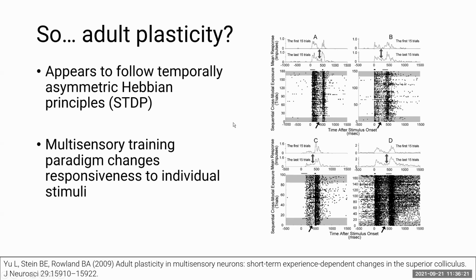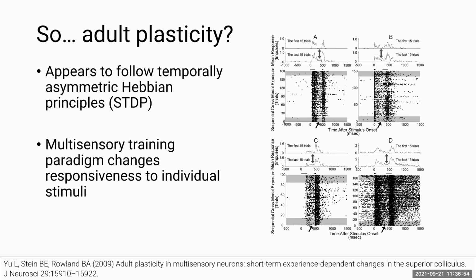And we've done a series of studies here. The take-home message is that the principles of multisensory plasticity in the SC roughly follow what we would expect from what are sometimes called temporally asymmetric Hebbian learning rules, or spike timing dependent plasticity, or STDP. What's illustrated here is a study in which we had visual and auditory cues that were asynchronous. They were very close together in time, but not precisely temporally aligned.